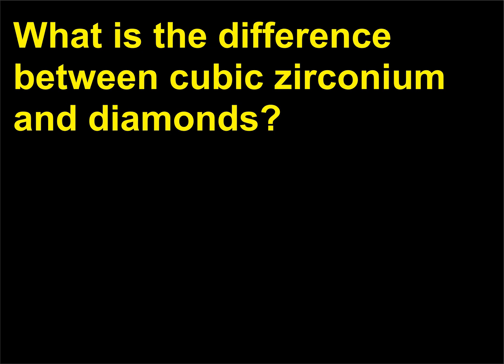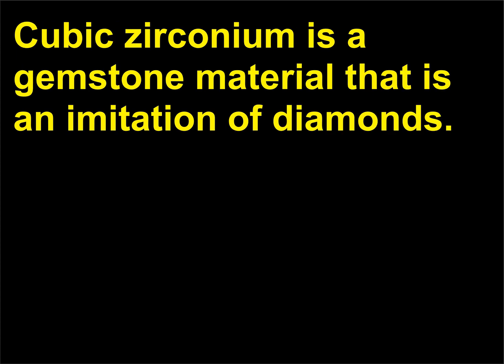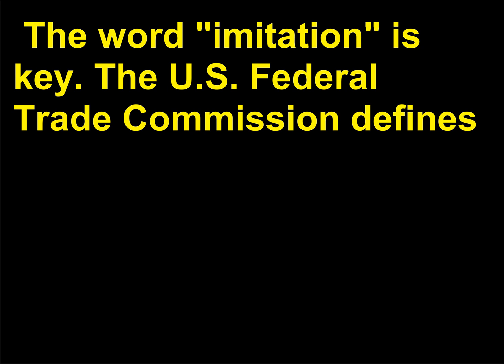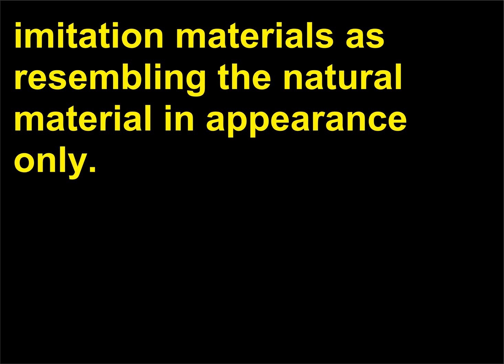What is the difference between cubic zirconium and diamonds? Cubic zirconium is a gemstone material that is an imitation of diamonds. The word imitation is key. The U.S. Federal Trade Commission defines imitation materials as resembling the natural material in appearance only.